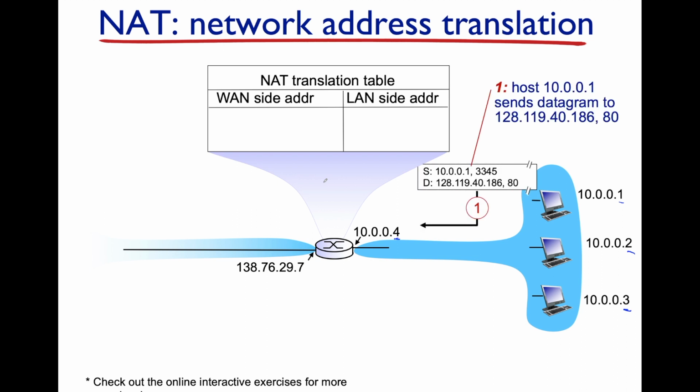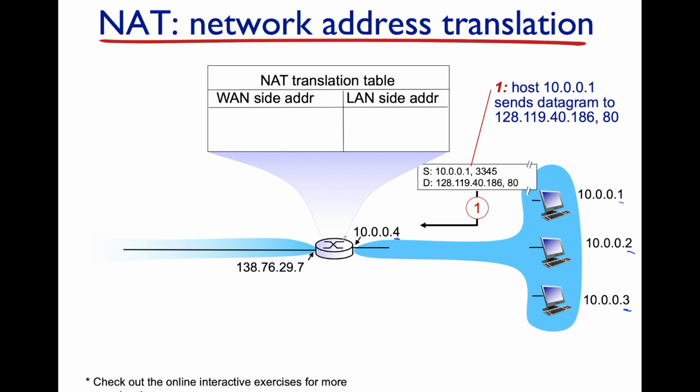We start out, and let's say this top machine, host 10.0.0.1, is going to send a datagram outbound to public IP address 128.119.40.186, and it's going to contact port number 80. Now, we all know at this juncture that port 80 is reserved for hypertext transfer protocol. So this would be a browser or web client trying to contact an HTTP server. So the source IP address in this datagram is 10.0.0.1. The port number, for example, might be 3345, and the destination address is 128.119.40.186. Destination port for HTTP is port 80. So it sends it to the NAT box.